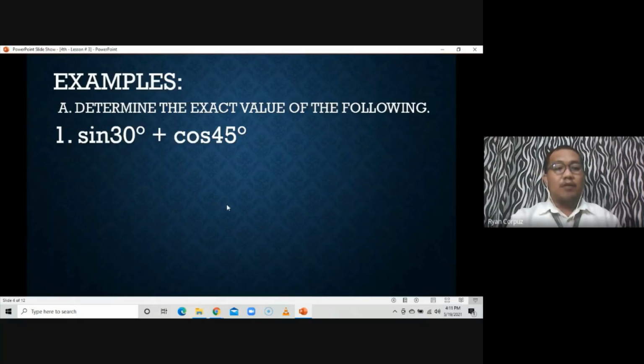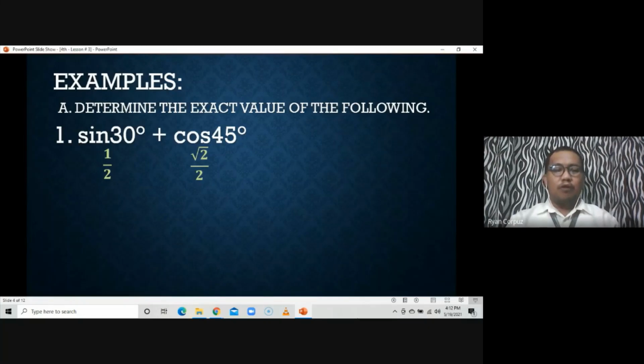What is the value of sine 30 degrees there? The value of sine 30 degrees is 1 half. On the table, you look at 30 degrees and the sine, and the entry that matches is the value of sine 30 degrees, which is equivalent to 1 half. How about cosine 45 degrees? Looking at the table, go to cosine and match it with 45 degrees. That is the value of cosine 45 degrees, and that would be equal to square root of 2 over 2.